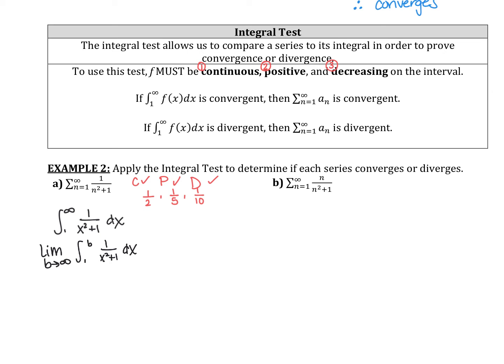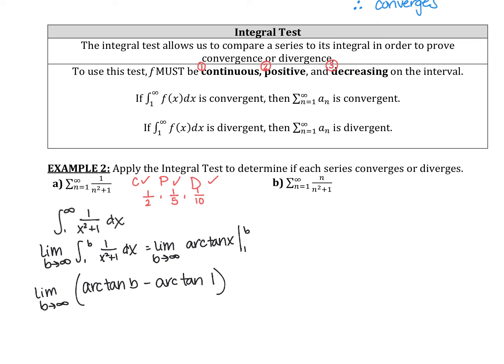Okay, first thing I need to do is anti-differentiate. Well, in doing that, I notice that this happens to be the arctangent, and this is the arctangent of x evaluated from 1 to b. So I'm taking the limit as b approaches infinity of, using the fundamental theorem, the arctangent of b minus the arctangent of 1.